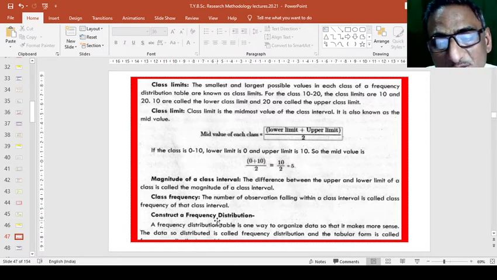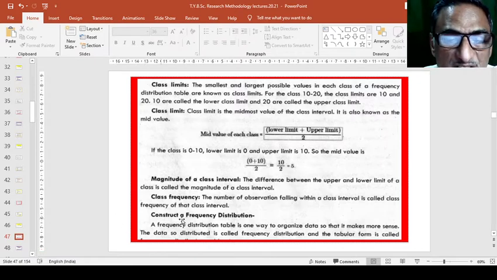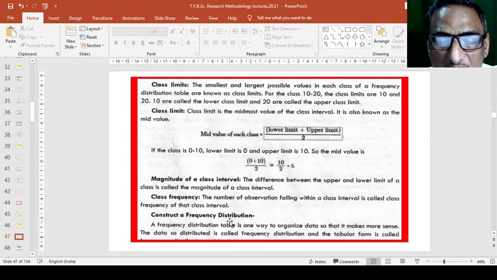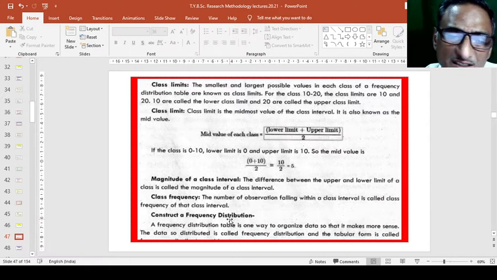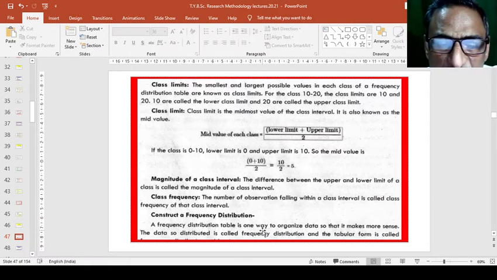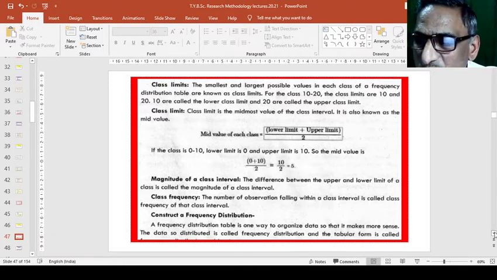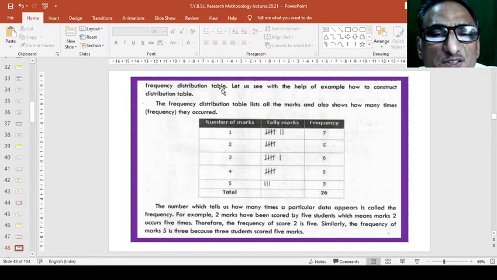And construct a frequency distribution. How to construct a frequency distribution? We can put the lines, standard vertical lines, and crossing after 4 with one cross line. So a group of 5 lines. How, I will show you. A frequency distribution table is one way to organize data so that it makes more sense. The data that is distributed is called frequency distribution, and the tabular form is called frequency distribution table.